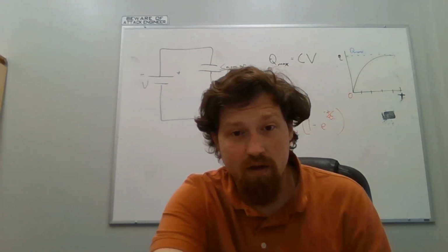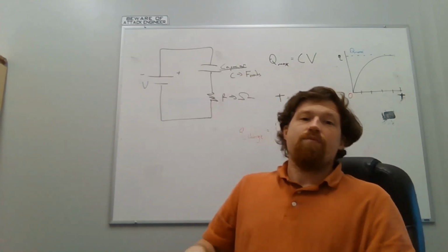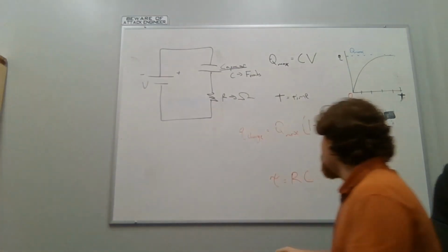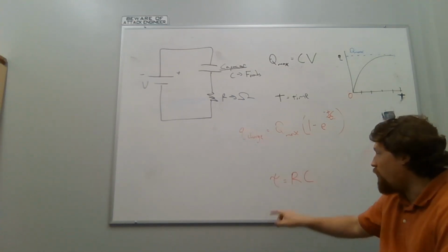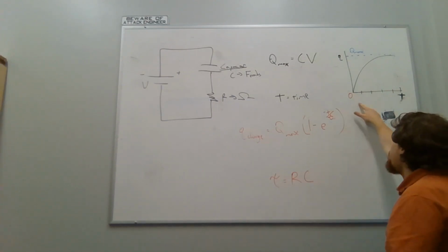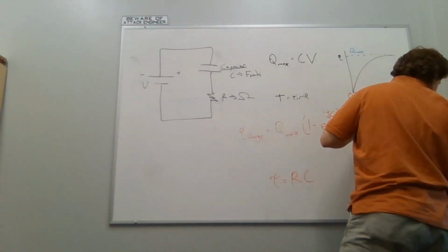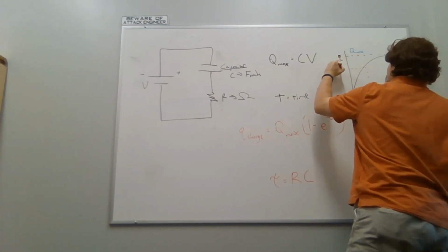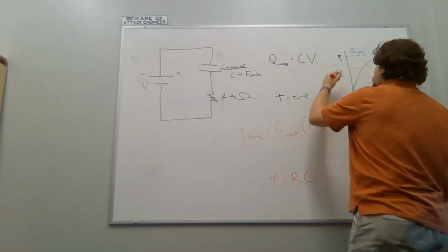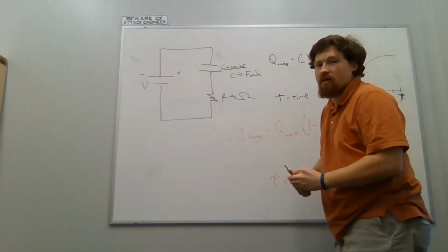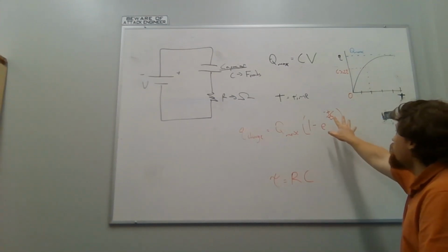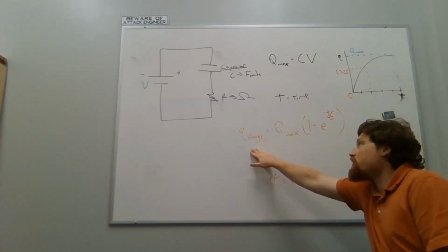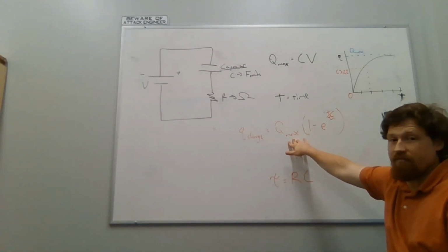Slide 14 elaborates on what tau represents. How you find tau, the actual value of tau, is R times C. But it does mean something. We've noticed that tau, the number for tau, is the number of seconds it takes for the capacitor to reach 63.2% of its maximum charge. So if you know tau, you know at what time Q will be 63.2% of Qmax.